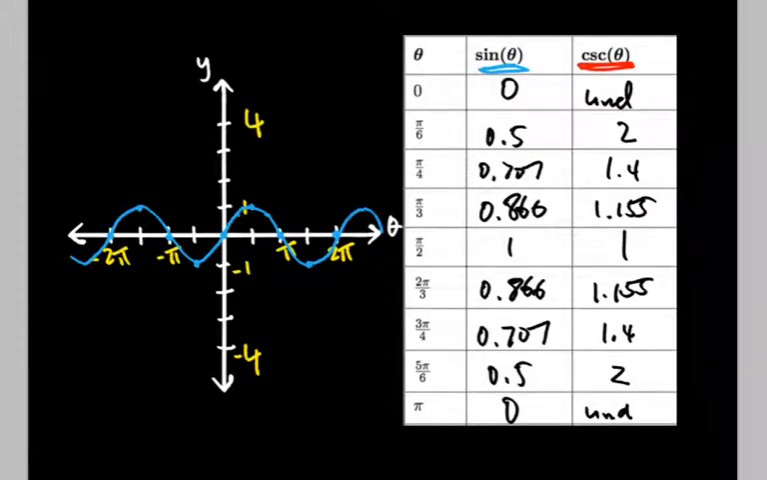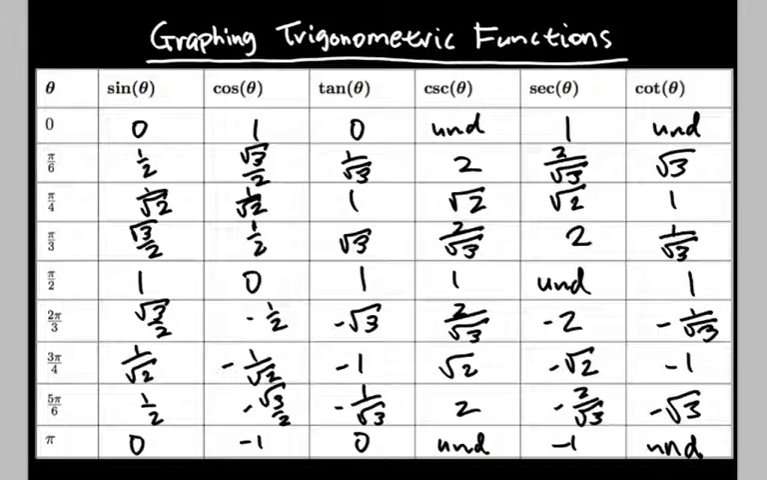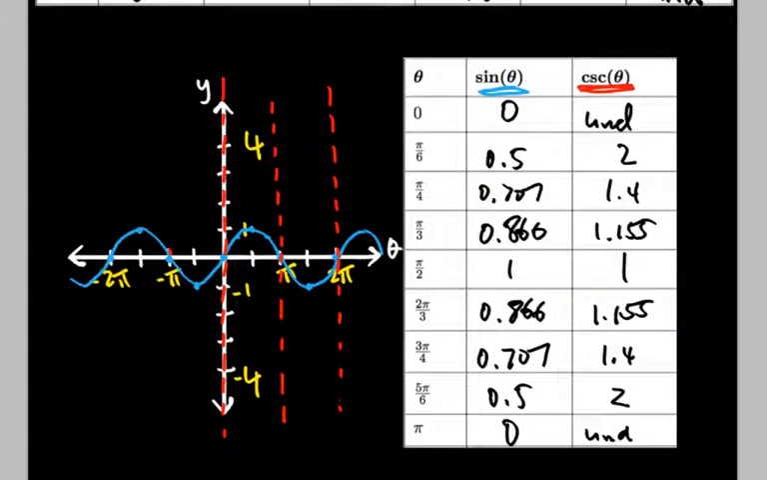It is undefined when sine is 0. So when sine is 0, cosecant is going to be undefined. So at all those x-intercepts, I'm going to draw vertical asymptotes. Oops. Sorry. So something like that.